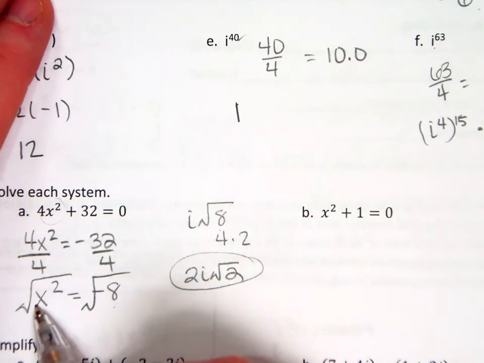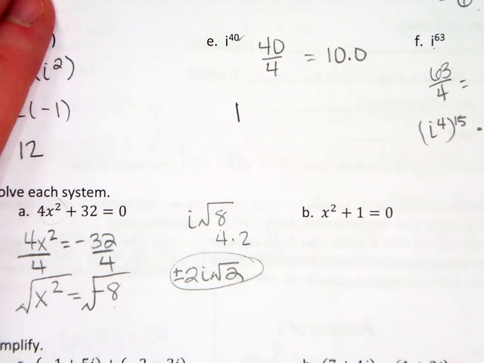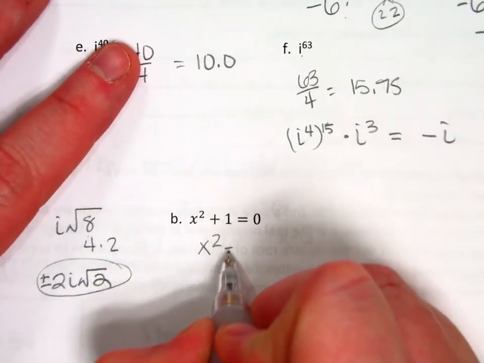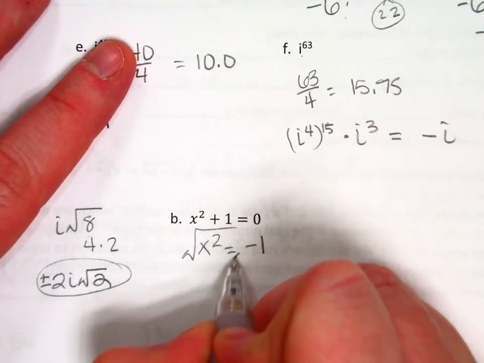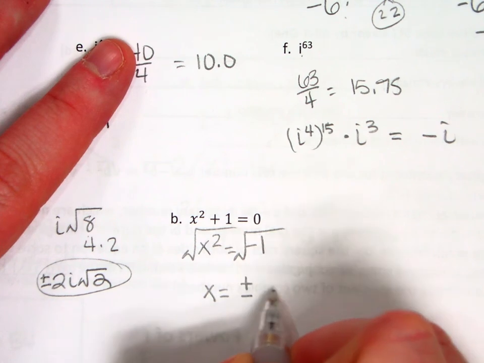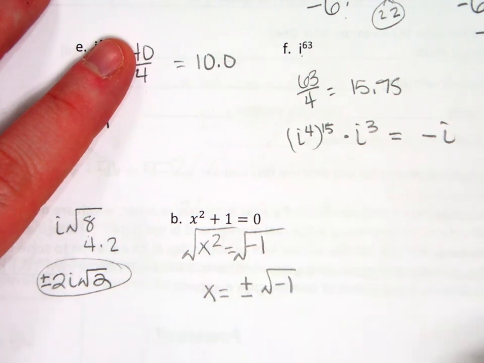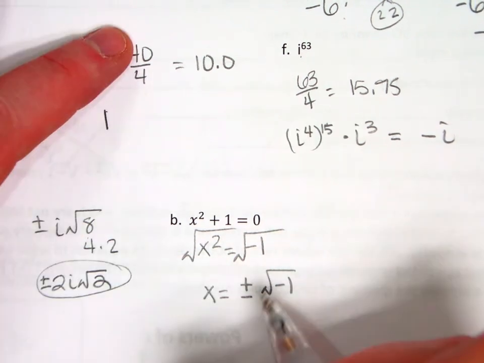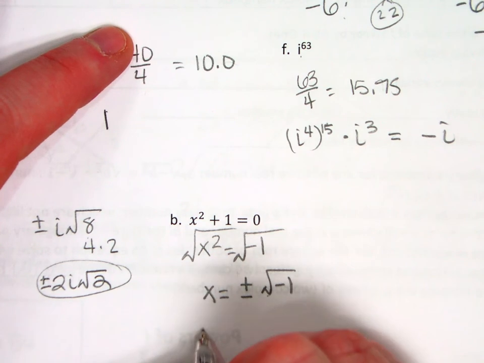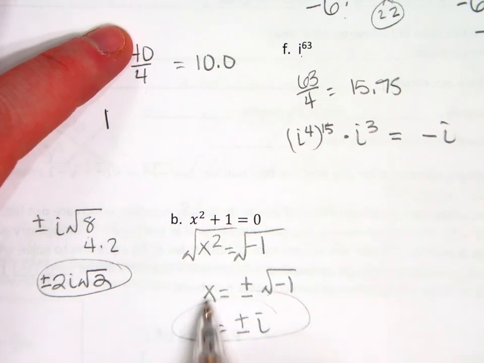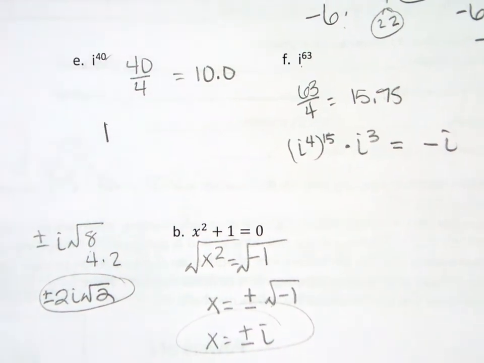That's my answer. Now, since I added the square root in, it's plus or minus. This next one here, x squared equals negative 1. Take the square root of both sides. x equals plus or minus the square root of negative 1, which I should have added up here, plus or minus, there we go. Square root of negative 1 is i, so x equals plus or minus i. And that's your solution as well.